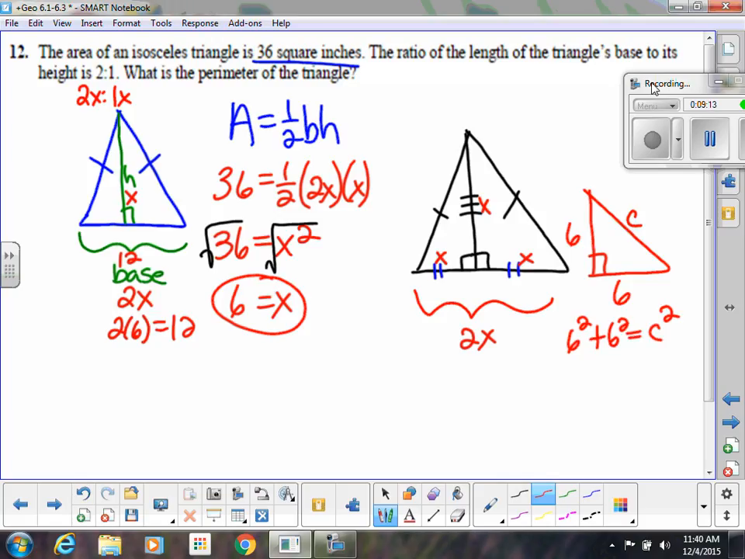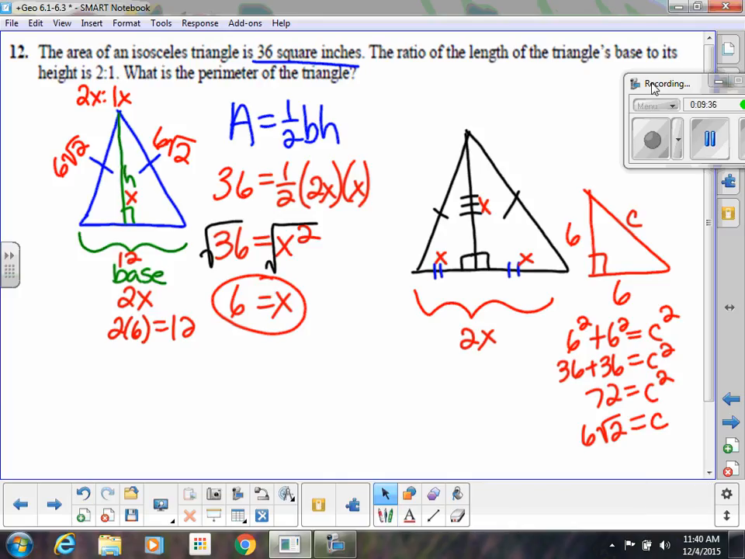So if we do that, we're going to get 36 plus 36 equals 72. So if I take the square root of that, that gives me 6 root 2. Okay? So going back to my original diagram, I know each of these is 6 root 2.